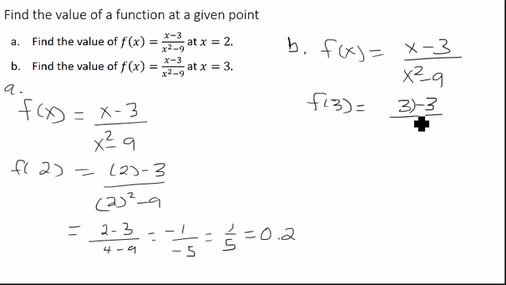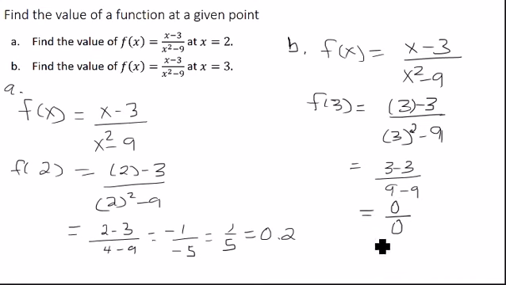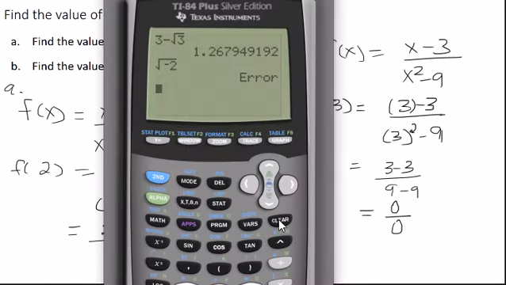So f of 3 equals 3 minus 3 over, again, I'm going to put the parentheses around the values first and then simplify later. So x squared minus 9, which is 3 squared minus 9. And that's going to be 3 minus 3 over 9 minus 9. If I simplify this, I have 0 on the top divided by 0 on the bottom. And again, this is a situation where we cannot go any further than this. This is another weird situation that we have to avoid. So again, you can try it in your calculator and see what you get.